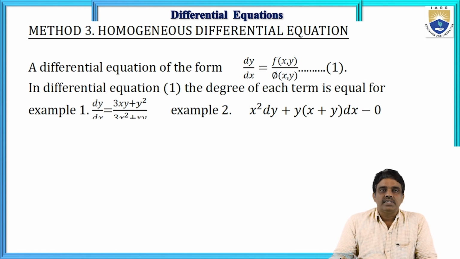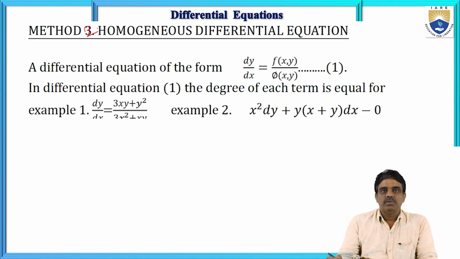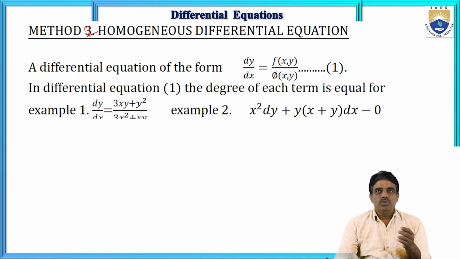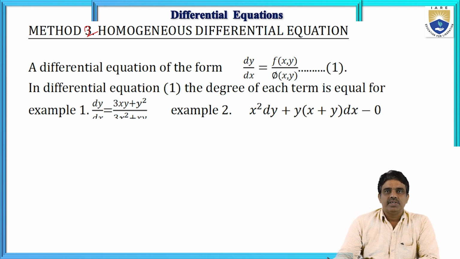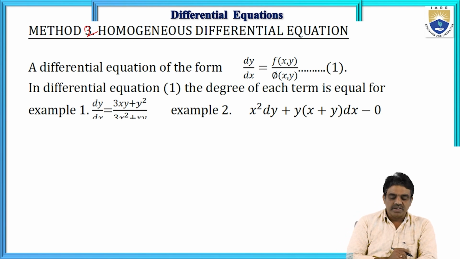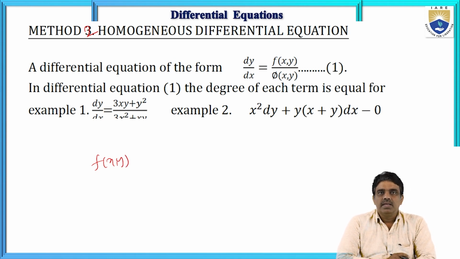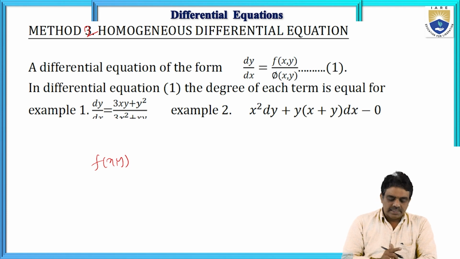Homogeneous differential equation, that is method 2. So if you consider the two forms as one model, it is method 2, homogeneous differential equation. So when we say that a differential equation is a homogeneous differential equation, what is a homogeneous function? A function f of x comma y is said to be a homogeneous function if it has the same degree in all its terms.